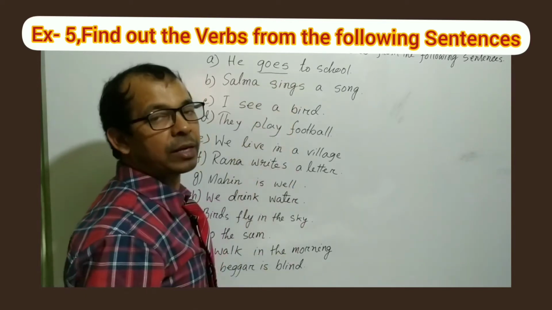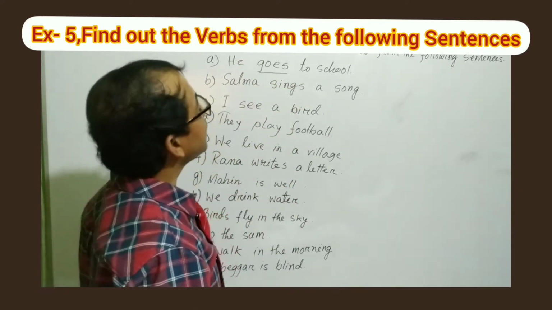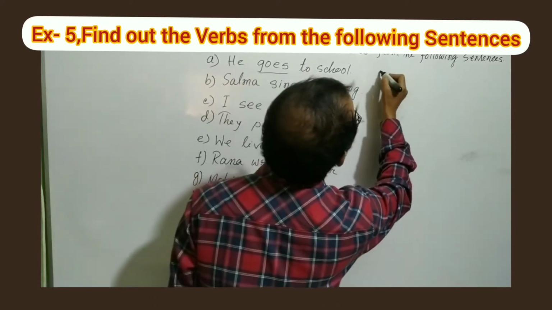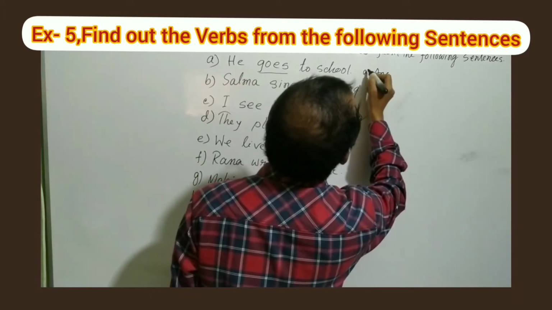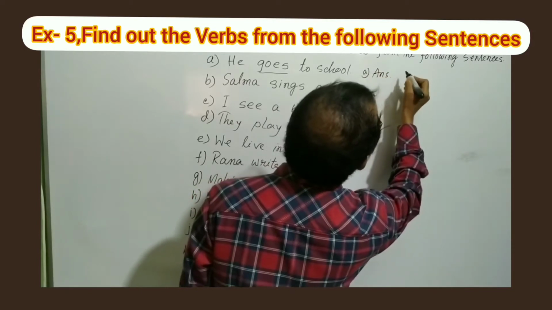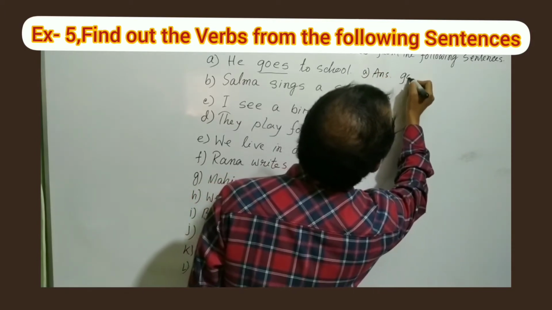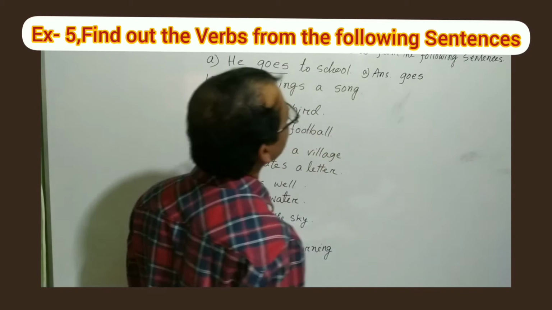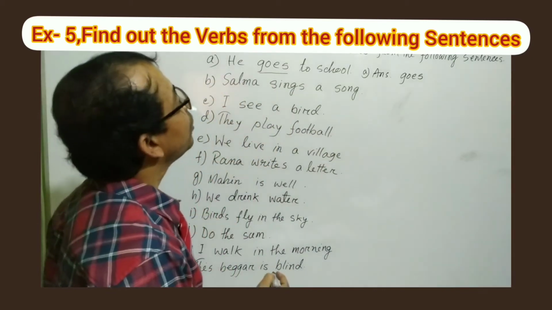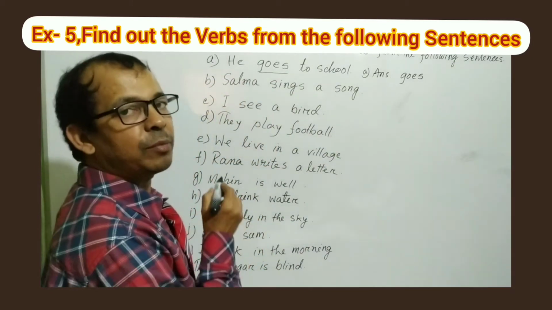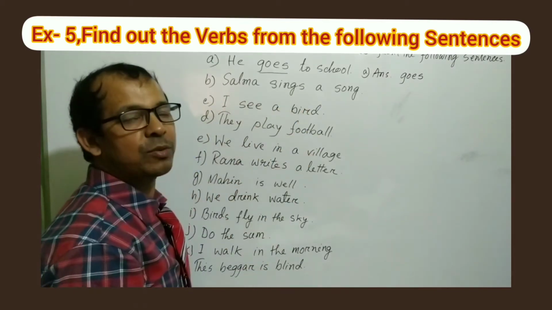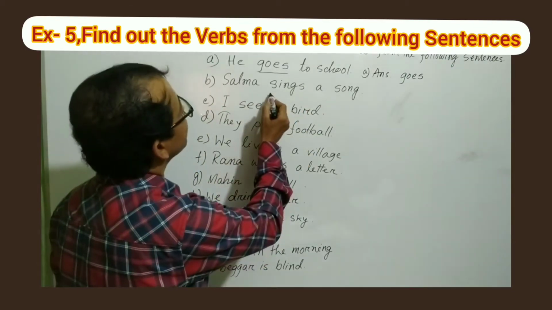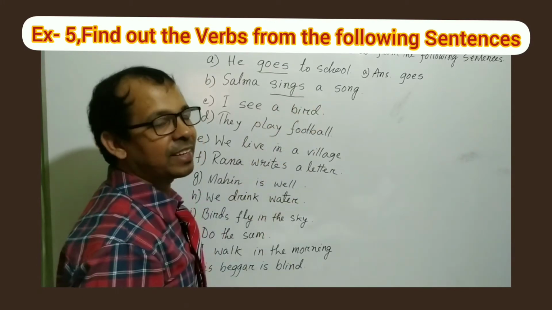So whenever you will write the answer in the answer script, then you will write A, then goes. Okay, so now we'll give the underline only. Second one, Salam sings a song. Which one is verb? Yes, here sings is the verb.